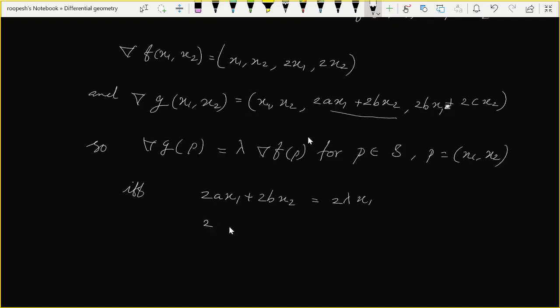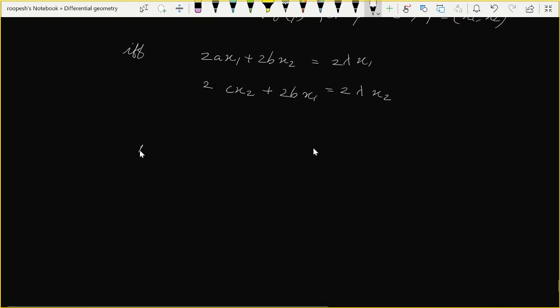Similarly, 2cx2 plus 2bx1 should be equal to 2 lambda x2. Or we can have its matrix form as A, B, here on the reverse, right? First I should write the x1 term. So B, C into x1, x2 equal to lambda into x1, x2, right?